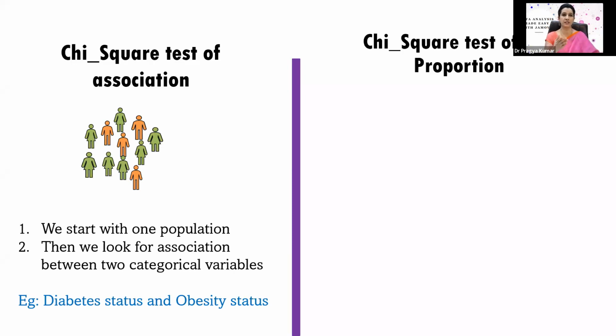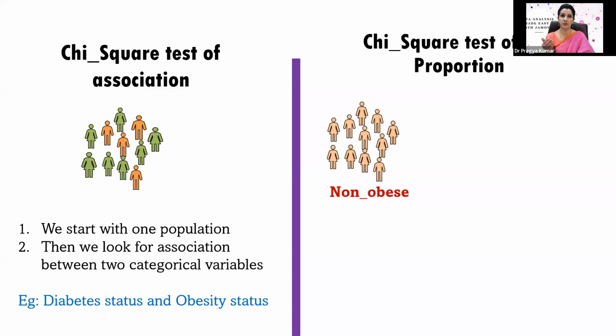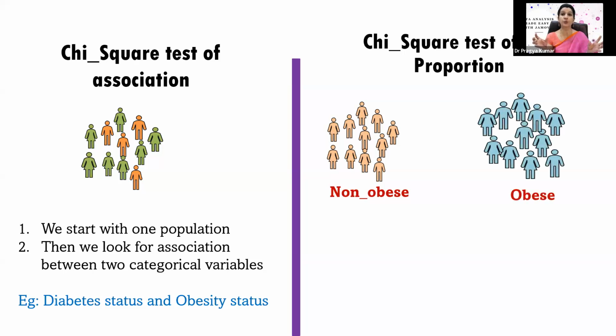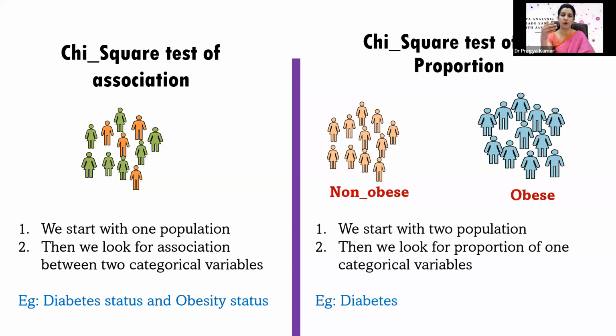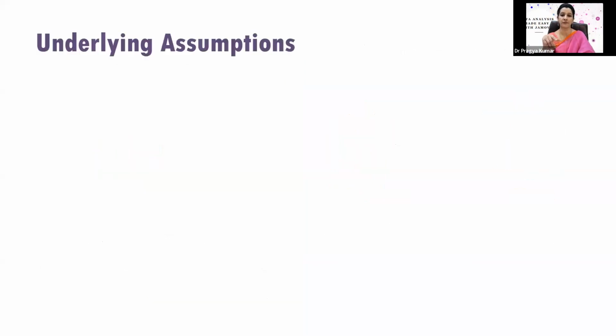Like maybe diabetes: in this case, you can see this is a single population, and then I am seeing the diabetes status and the obesity: obese, non-obese, diabetic, non-diabetic. Coming to the chi-square test of proportion, in a similar example, how will I do it? I'll start by taking two different populations, non-obese and obese, and most of the time we take equal numbers in both of these. Then I see the proportion of diabetes in both these populations. So in the case of two proportions, we always start with two populations, and those two should be independent populations, and then we look for the proportion of one categorical variable.